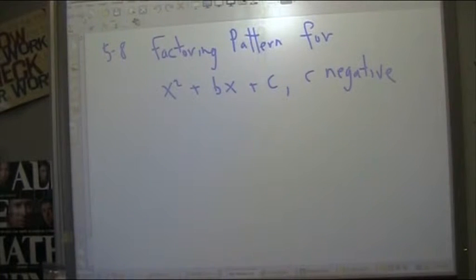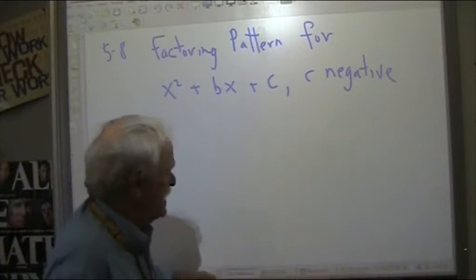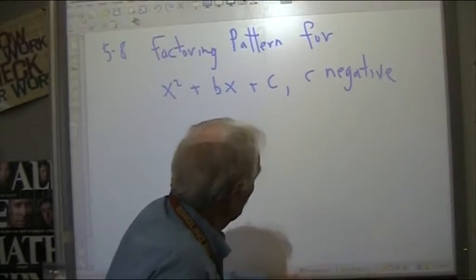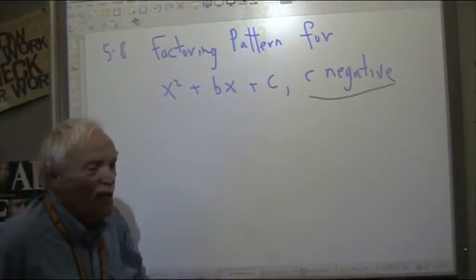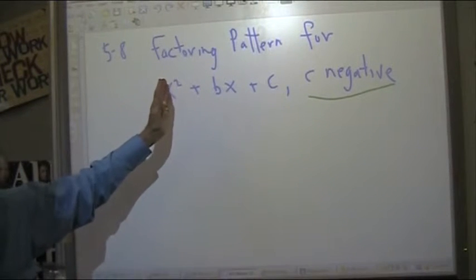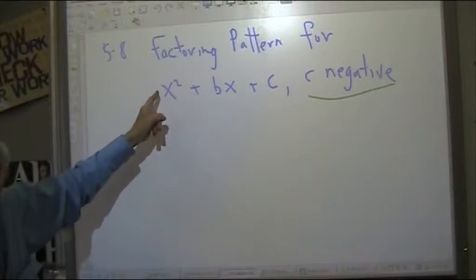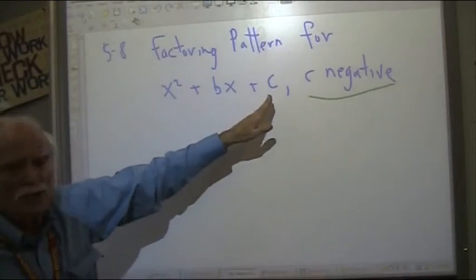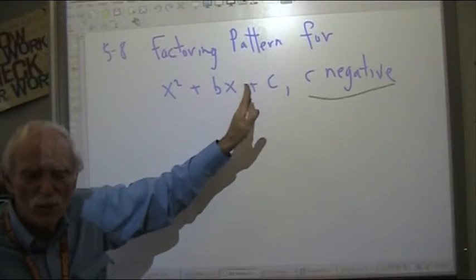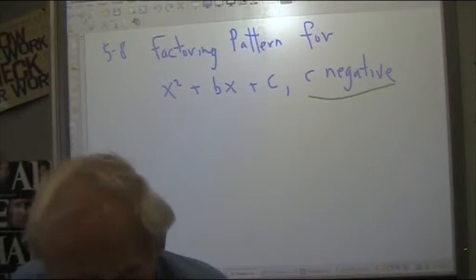Ladies, let's focus. All right. So the difference is that we have C negative now. All right? We have the same quadratic coefficient of 1. Okay? And now the only difference from the last section is that C is going to be negative.